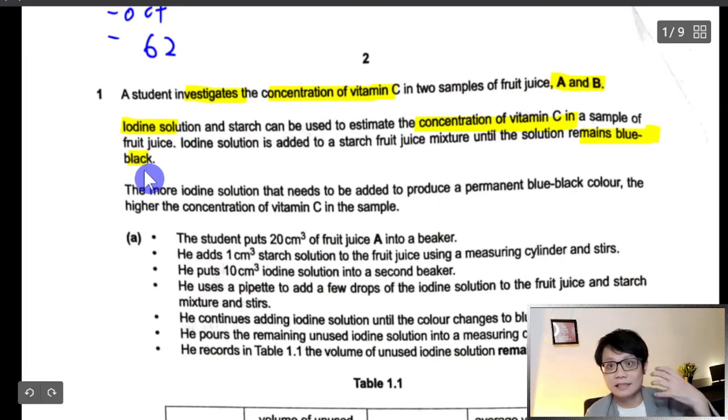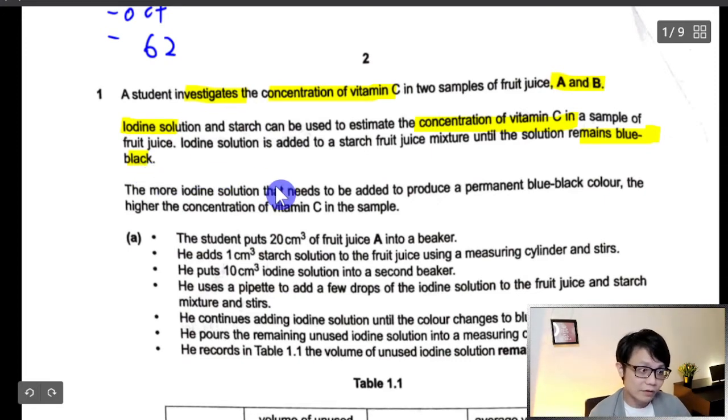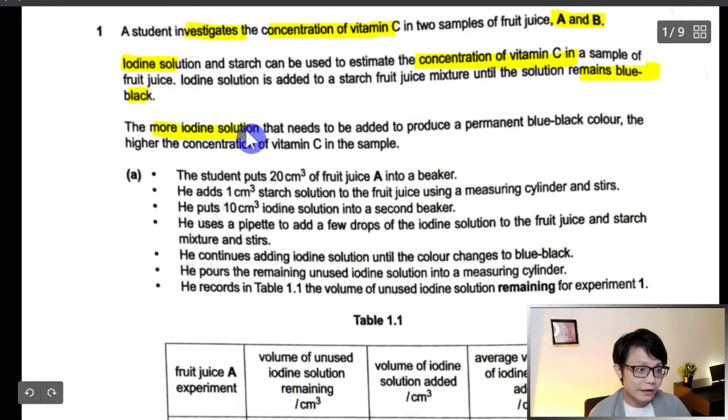So these are the concepts we need to understand when we read this question. The more iodine needed to make it blue-black means there is a higher concentration of vitamin C. I think this one is not mentioned in the book, they only mention it here, that's why they give you the relationship. We didn't read this in the book, but they give it to us, so we need to plan or test out the experiment.